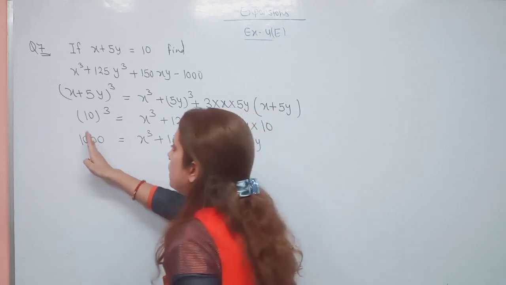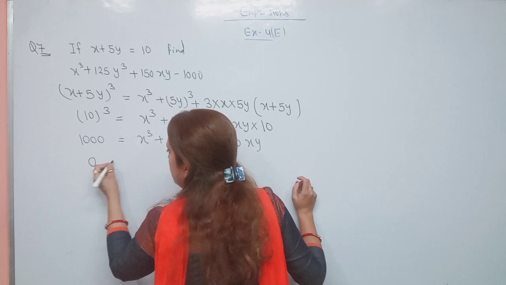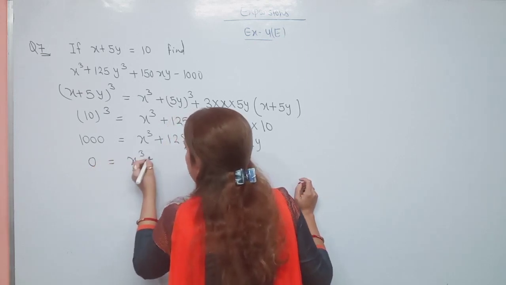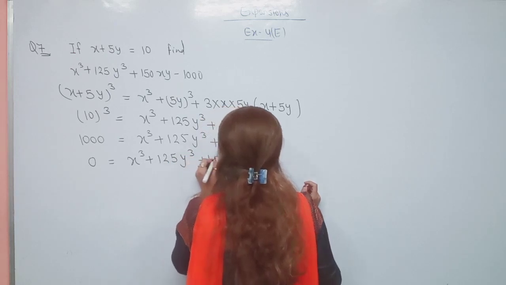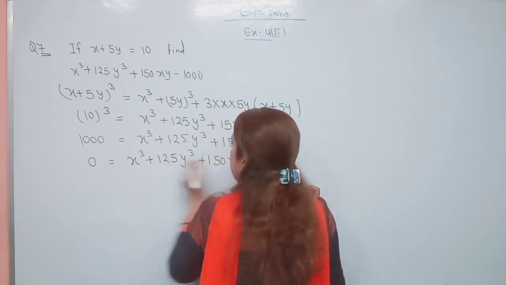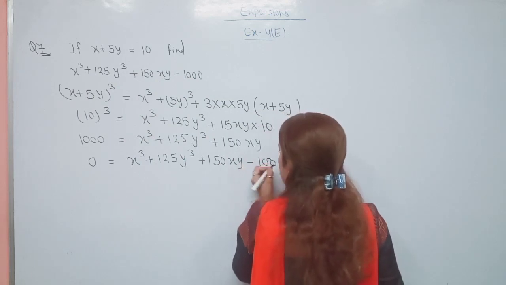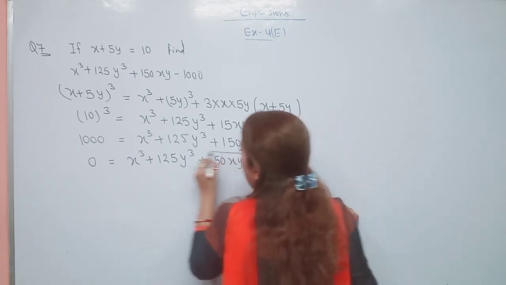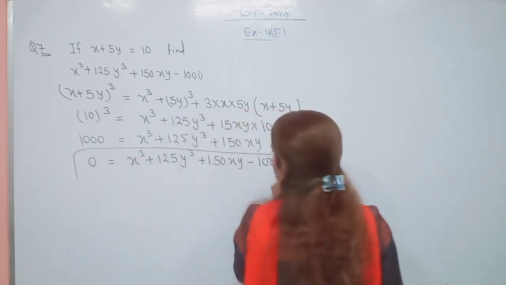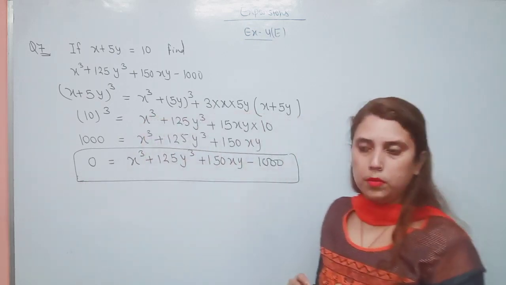So we send 1000 to the right hand side, so it will be 0 here. x cube plus 125y cube plus 150xy minus 1000. When we send 1000 to the other side it will be negative. So this is the answer, the value is 0. Okay beta.